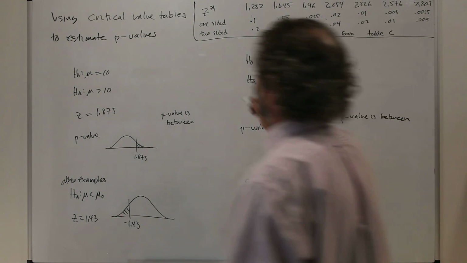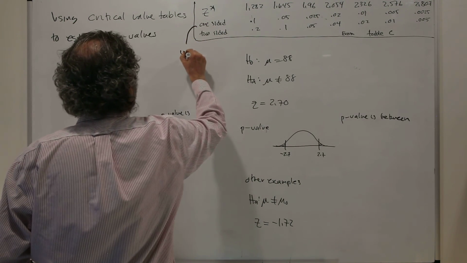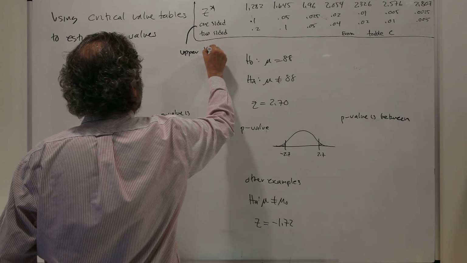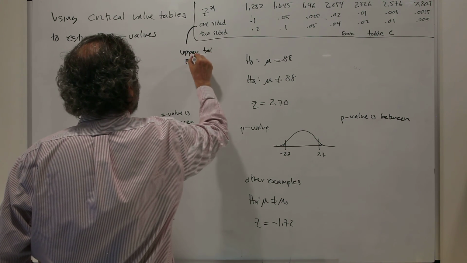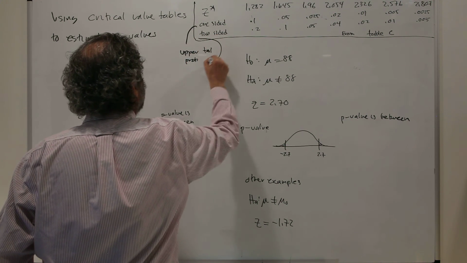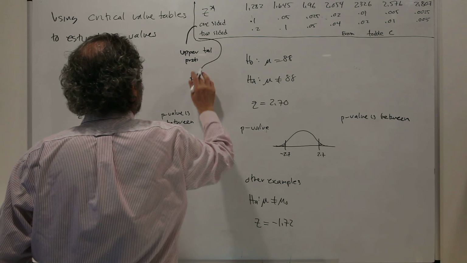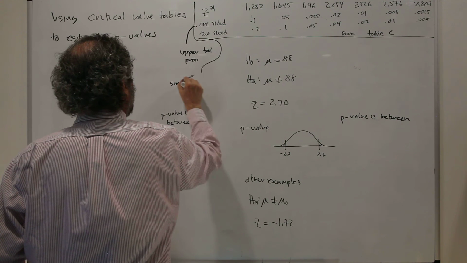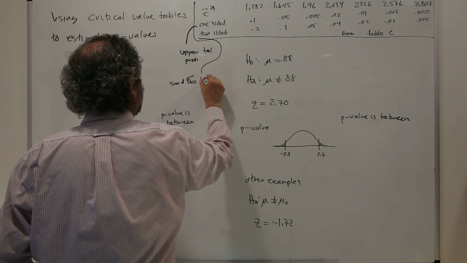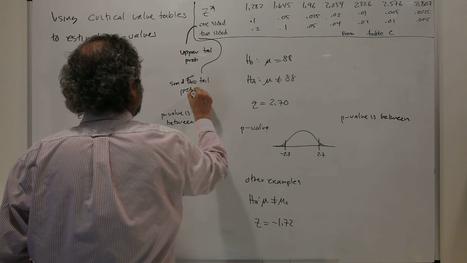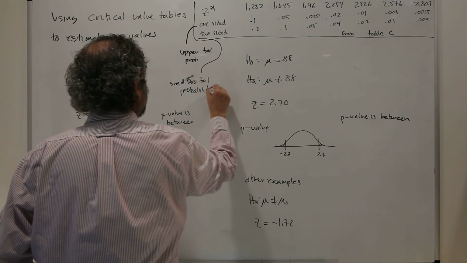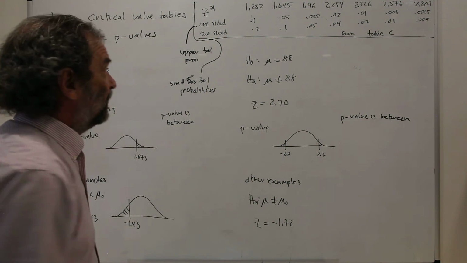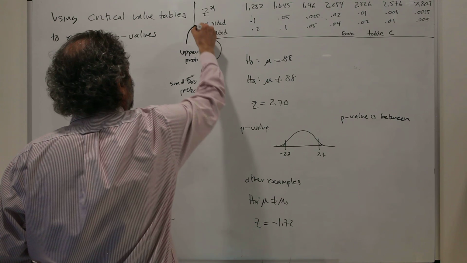I should say that: upper tail probability. And this here, a two-sided one, is the two tails, the sum of two tail probabilities. So already computed for you.